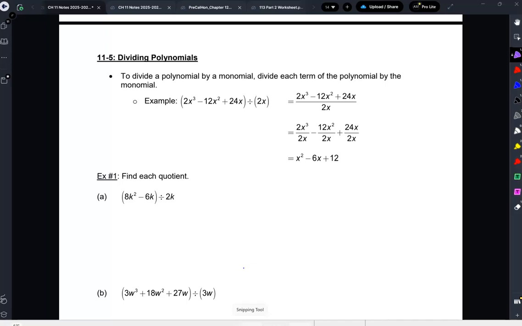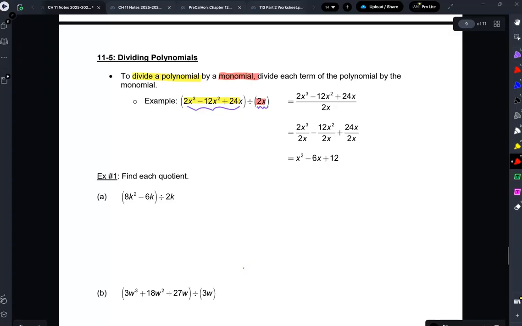For example, if you look at this, this is a trinomial, right? It's a polynomial. The 2x is a monomial. So what we're doing here is dividing a polynomial, this one, by a monomial, this one. Remember, division means over, right? So if I have 5 divided by 3, that's the same as 5 over 3. So here, if I have this polynomial divided by this, it's the polynomial over this.